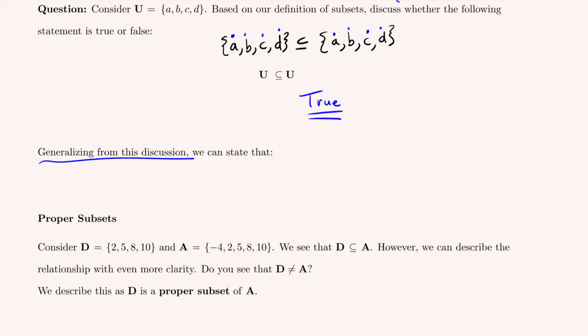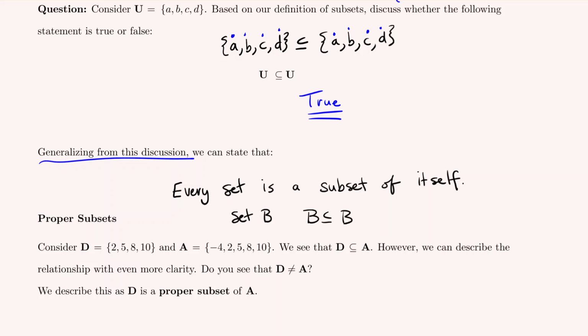Generalizing from this discussion, we could always say that every set is a subset of itself. So no matter what set we're looking at, if we were looking at set B, I could correctly make the statement that B is a subset of itself. So keep this idea in mind. Every set is a subset of itself.